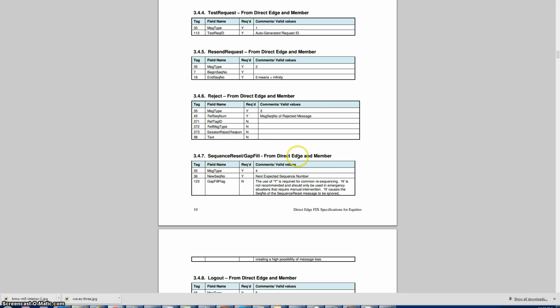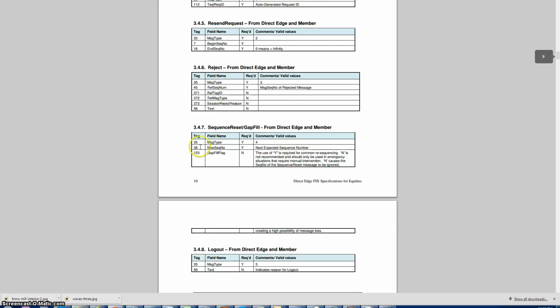Sequence reset and gap fill. So we can send a message type of 4, and we can send a new sequence number. So we want to say what the next expected sequence number is that we're getting back. And we can also do a gap fill. For example, you have a gap in terms of missing sequence numbers.